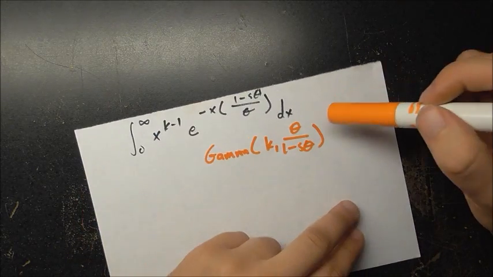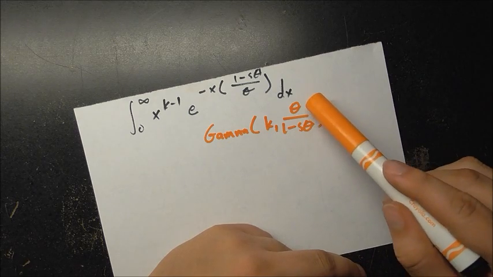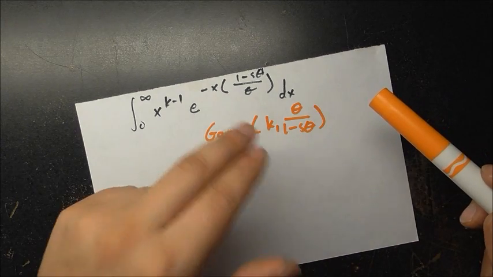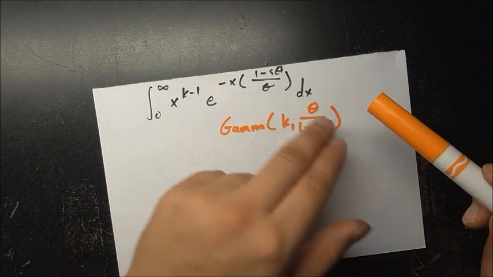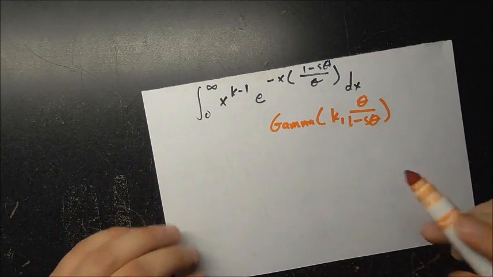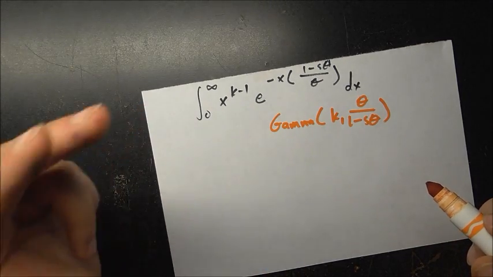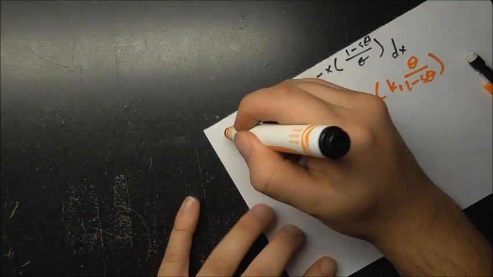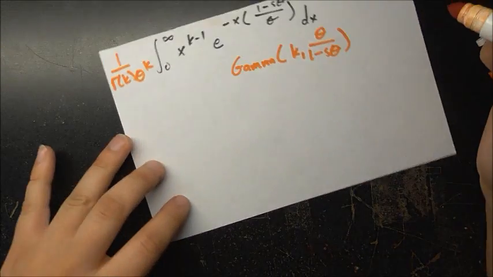So since theta in this case is being played by theta over 1 minus s theta, it's going to be negative x over this guy, which is exactly what we have here, since it's negative x times the reciprocal of this guy. Okay, except we don't have the constants, so we need to remember the constants. And speaking of those constants, we need to put 1 over gamma of k, theta to the k, since those were there from the previous statement.